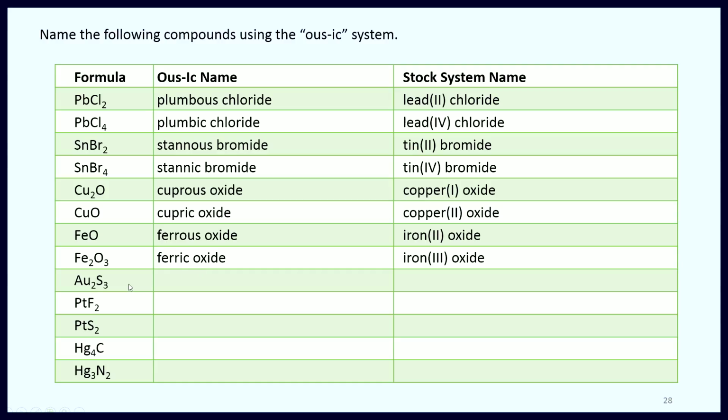Now, gold has two oxidation states, +1 and +3. In this example, gold is in its +3 oxidation state, hence that's gold 3 sulfide, and that would therefore be called auric sulfide.